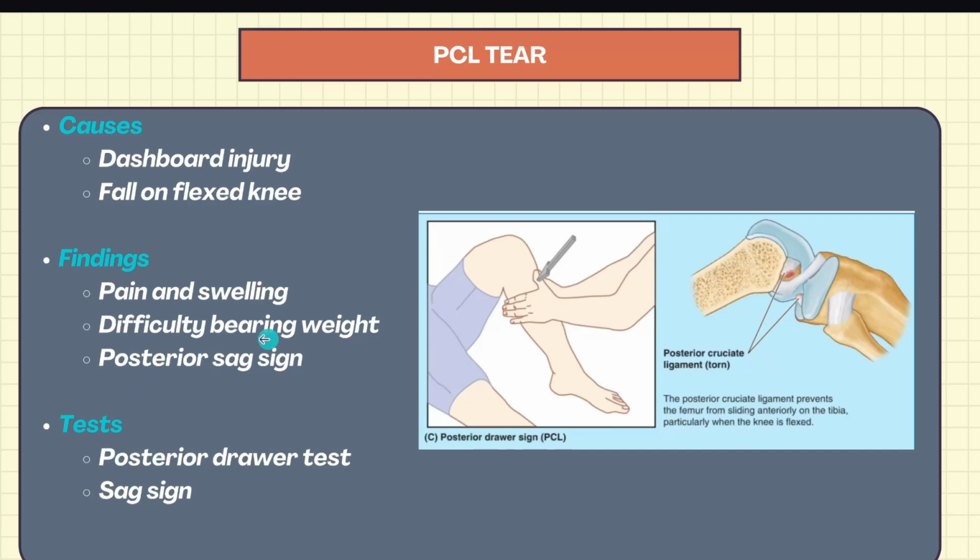and your PCL is going to tear. The findings are going to be pain, swelling, difficulty bearing weight, and posterior sag sign. But this posterior sag sign is also one of the tests that you can use to see if there's a PCL tear. And just opposite to the ACL, you do a posterior drawer test where the tibia is going to start going inward rather than outward.